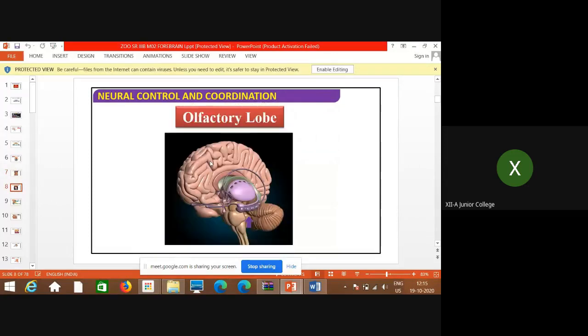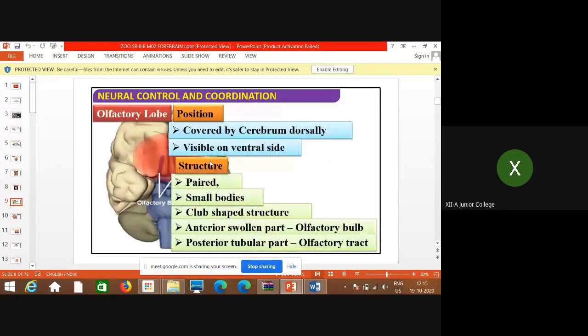Now what is the position of this olfactory lobe? It is covered by the cerebrum dorsally. So from the back side, it is totally covered by the cerebrum, which is the middle part of the brain.